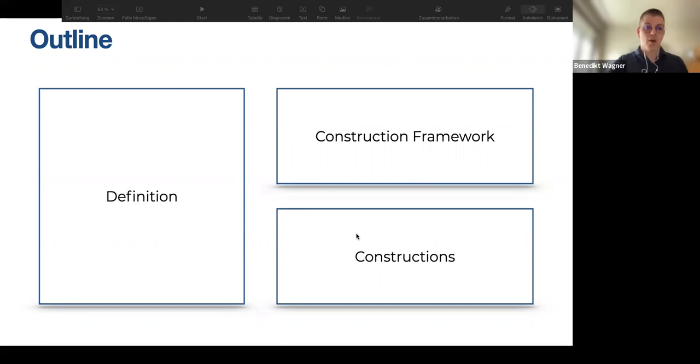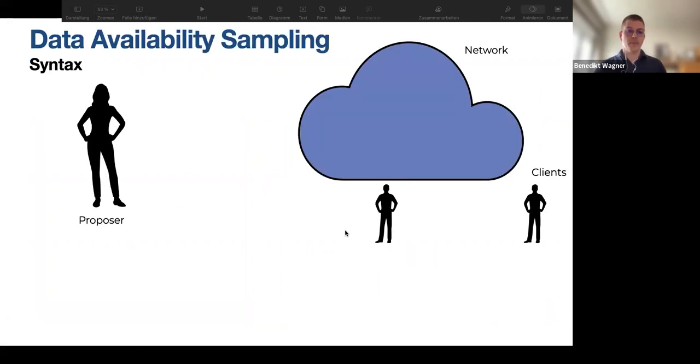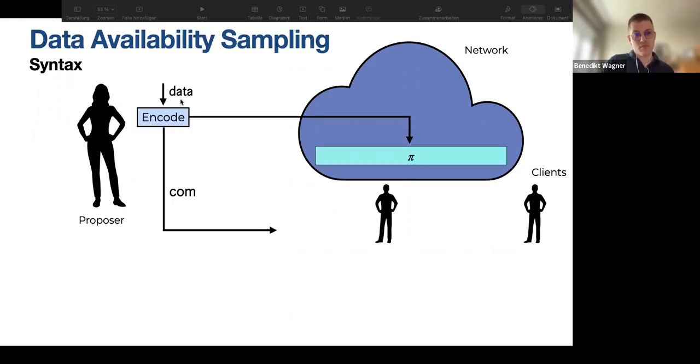Okay, so let's look at the definition now. How can we define this as a cryptographic primitive? The first thing you should do when you define a cryptographic primitive is think about what are the parties that are running this protocol and what are the algorithms that they run. So you specify the parties and the algorithms. Okay, so we saw this before. We have our proposer. The proposer takes arbitrary data and encodes it using some algorithm. This outputs a commitment, sort of the header that the clients will download, and also an encoding. And this is what is stored in the network.